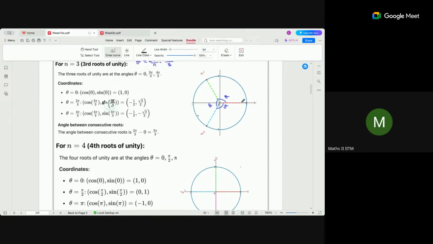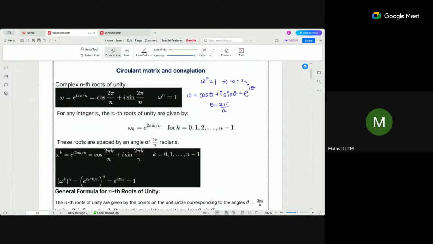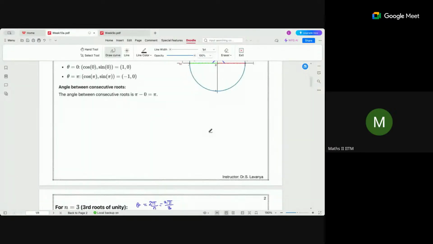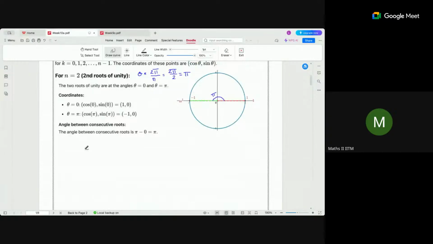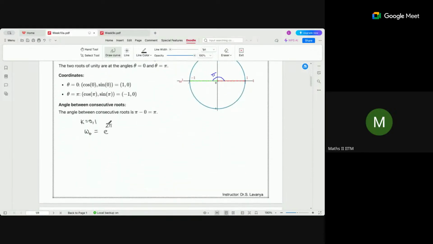Okay, so you see that each time you are varying your k. So how is it varying? Omega k is e power 2 pi i k by n. K is varying, right? So for example, in this case, what is your omega naught? So here k is just 0 and 1, right? So what is your omega naught according to this formula? E power 2 pi i k by n, where n is 2, so it is e power just pi i k.